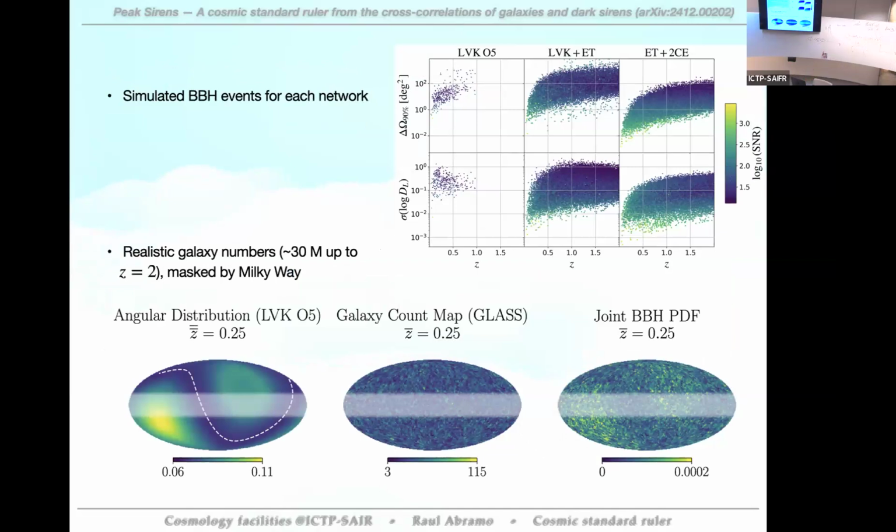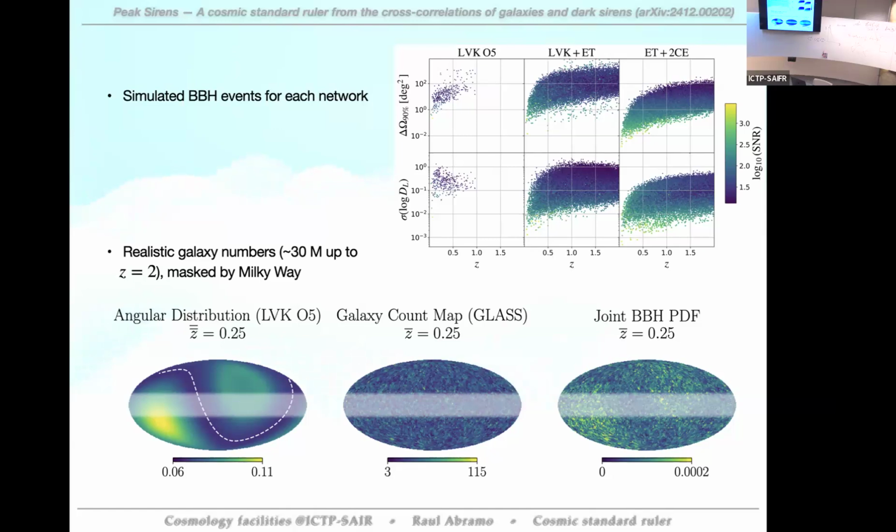These are the errors in the angular position and in distance as a function of redshift for the three networks. So LVK O5, the next LVK, which is going to start in a couple of years. Then this is LVK plus Einstein telescope, and Einstein telescope plus two cosmic explorers. You can see that LVK together with Einstein telescope already does a superb job in determining better the angular positions and distances, just because of the triangulation that Carl was describing before. And of course, Einstein telescope plus cosmic explorer does even better.